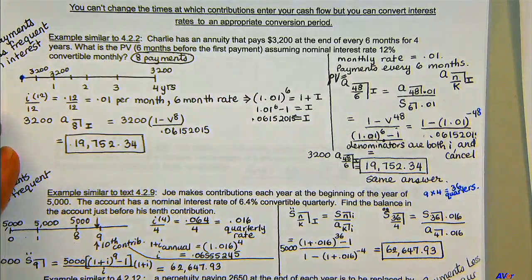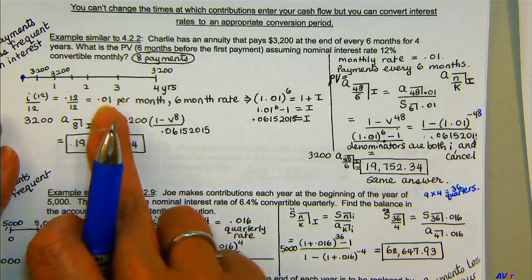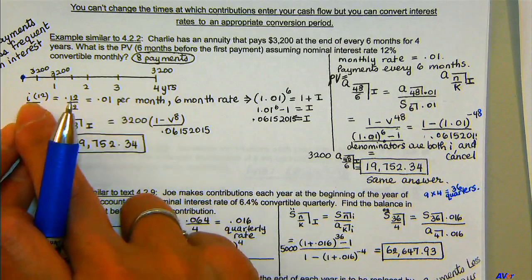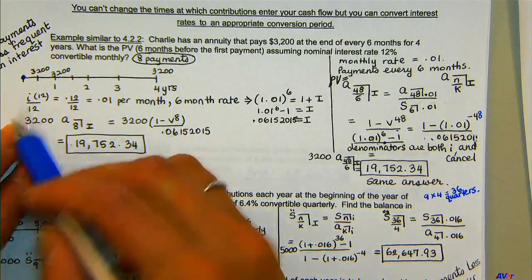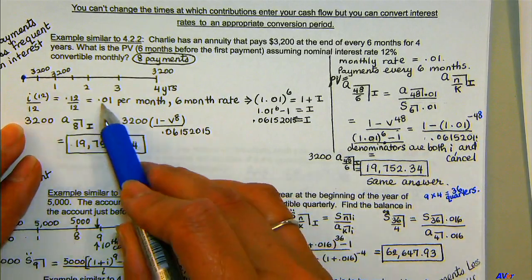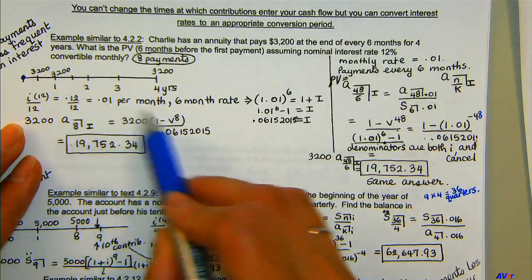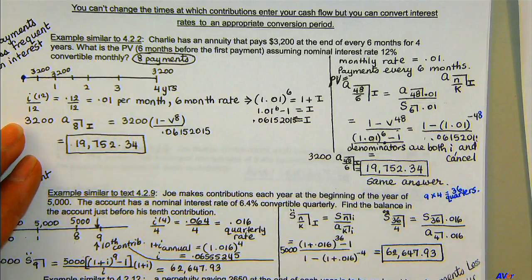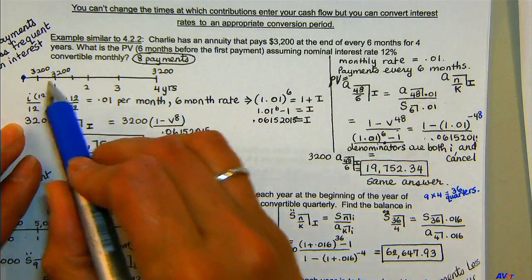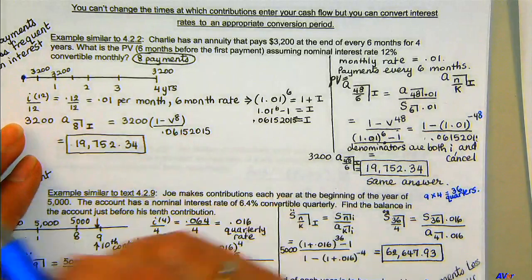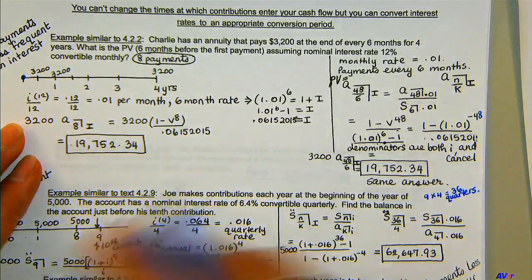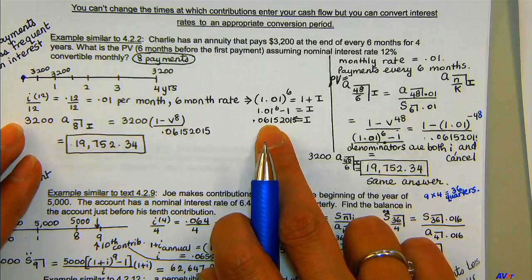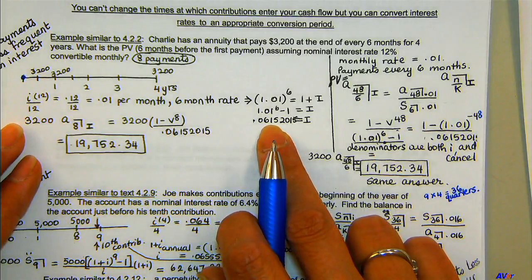Assuming nominal interest rate 12% convertible monthly. So the first thing that I have done is find the monthly rate. I-12 was given, so I found I-12 over 12, which was 1% per month. And therefore, because payments are happening every 6 months, we find the 6-month rate, which turns out to be 0.0615.